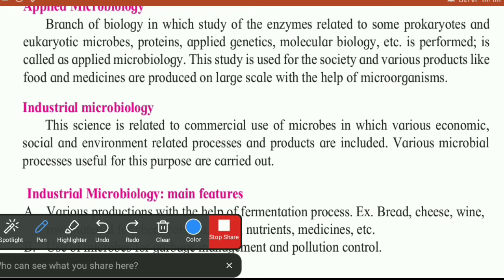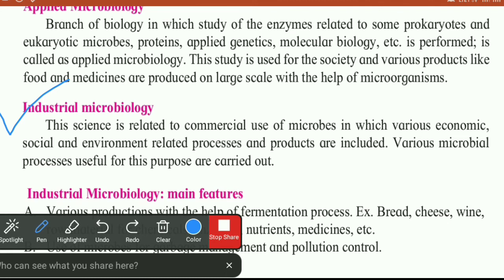These are the antibiotics and the medicines which we make with the help of microorganisms. The study of these characters of microorganisms is basically said to be applied microbiology. The next one is industrial microbiology.